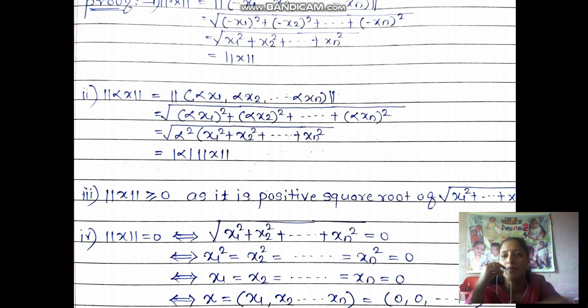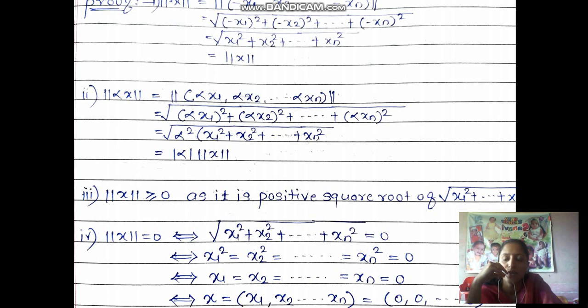First one is norm of minus x. Now norm of minus x means norm of minus x1, minus x2 and so on minus xn. That is, each coordinate has negative sign. By definition of norm, it can be written as square root of minus x1 square plus minus x2 square and so on minus xn square, which is equal to square root of x1 square plus x2 square and so on xn square, since square of every negative number is positive. But by the last step, this is the definition of norm x. That means norm of minus x and norm x both are same.